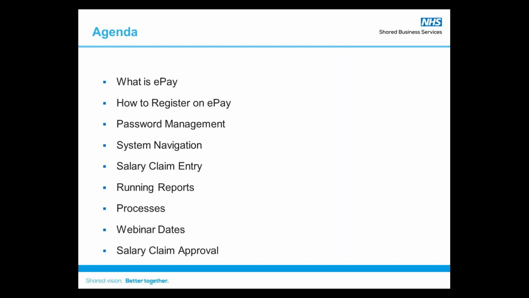Then we're going to look at salary claim entry, both as a permanent member of staff and also if you have a bank post. We're then going to look at running a report, because you'll be able to run a report on your claims. Then we're going to talk about your processes, how those might change as a result of using the ePay system. And we're also going to explain the live webinar dates that are booked at the time of recording. And then at the end, we're going to allow all of the people who are claimants to leave, and then those of you who are approvers will stay on for some additional training on how to approve claims at the end.